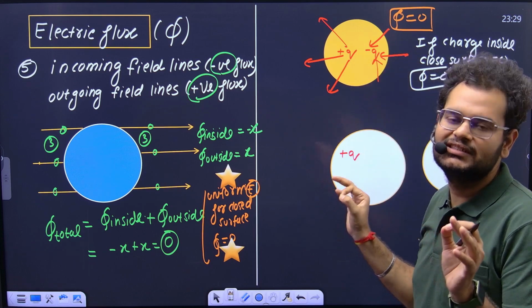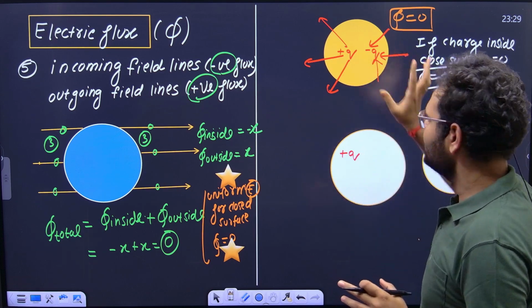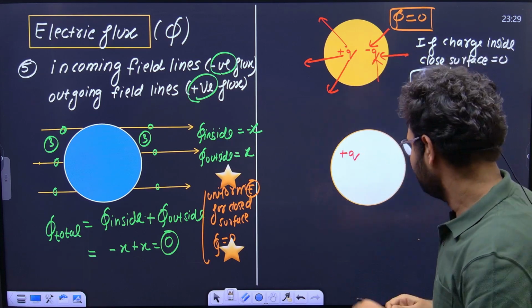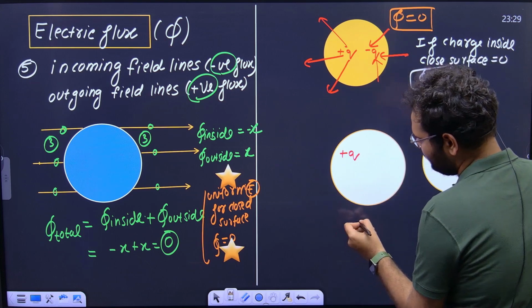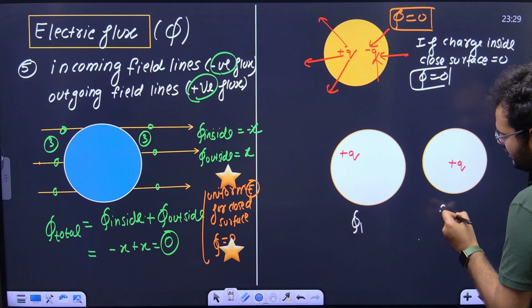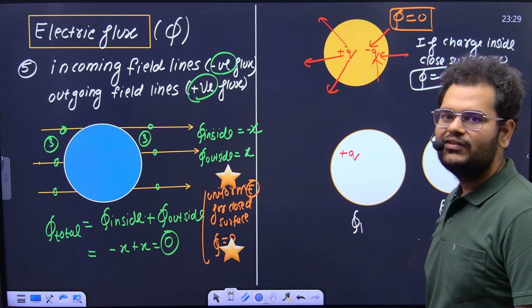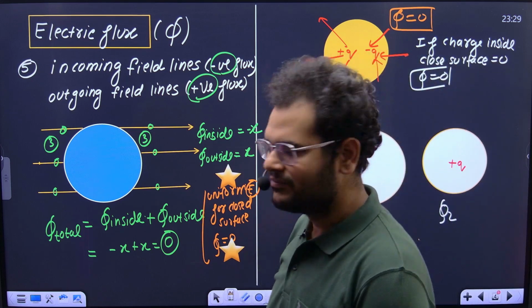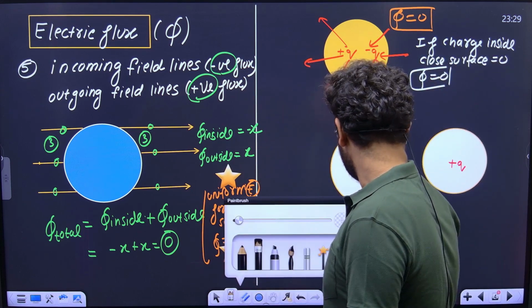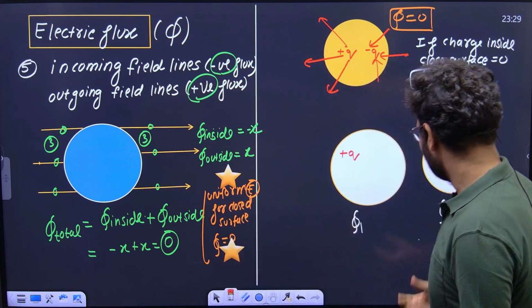What is total charge? 0. So here what should be the flux? 0. Another important thing. Let us say here flux is phi1 and here flux is phi2. Can you tell me phi1 is greater or phi2 is greater? Sir, it appears as phi1 is greater, sir, or phi2.